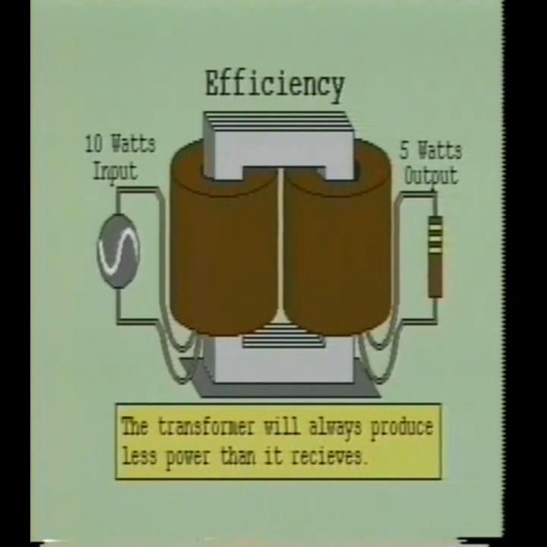The ratio of the output power to the input power is the efficiency of the transformer. The efficiency can be determined by using the formula: percent of efficiency equals the power out divided by the power in. This power ratio will always result in a decimal number less than 1.